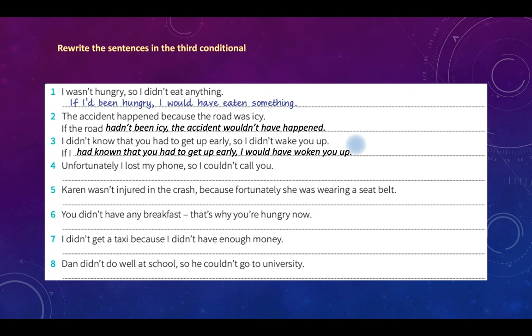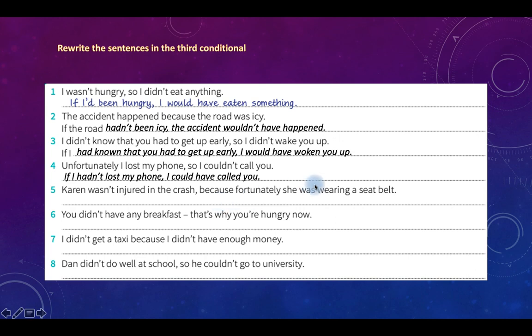Number 4. Unfortunately, I lost my phone, so I couldn't call you. If I hadn't lost my phone, I could have called you. All the situations are in the past. That's why we are using the third conditional here.